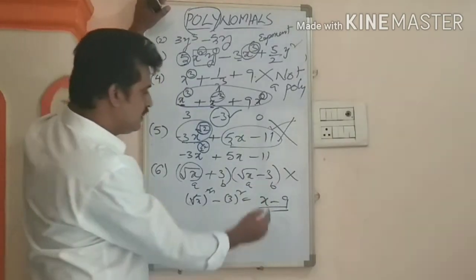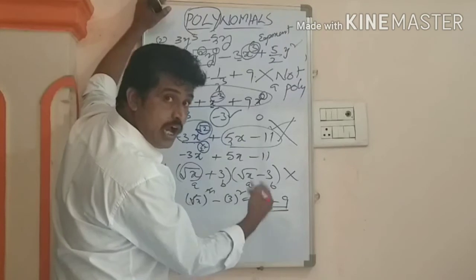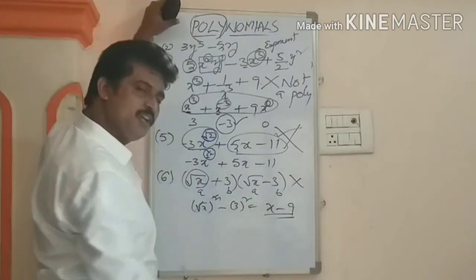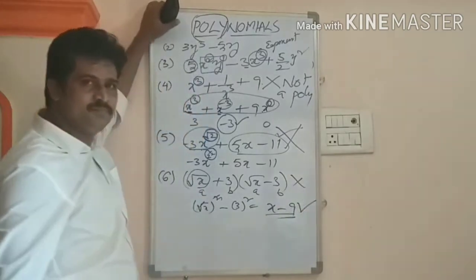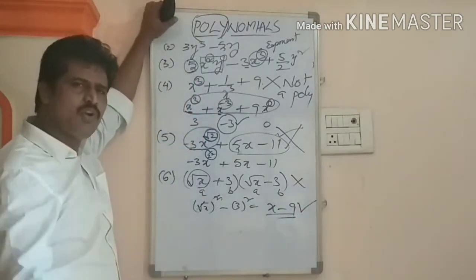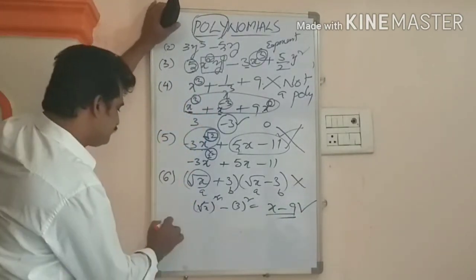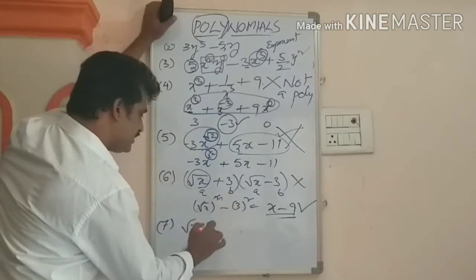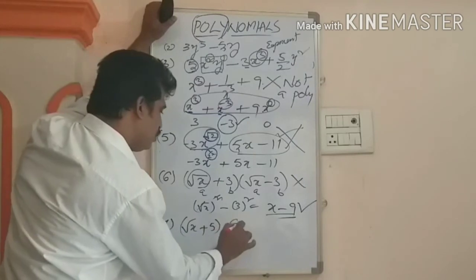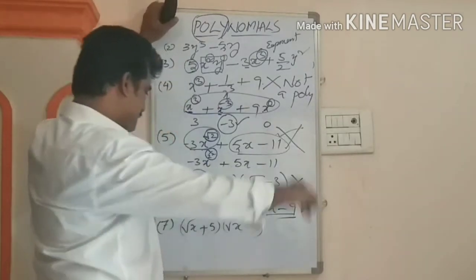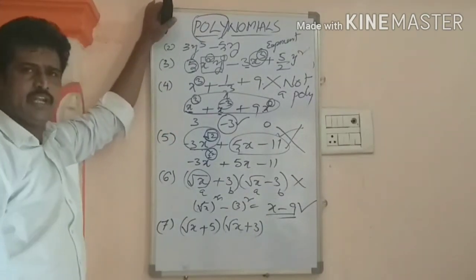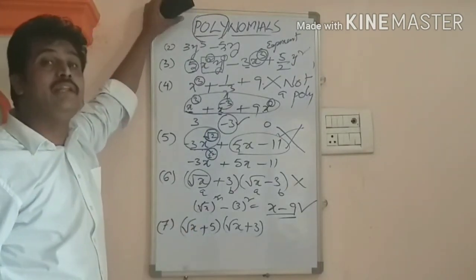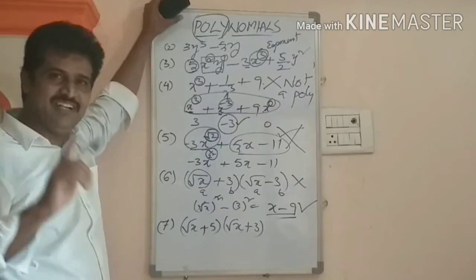Why? Because there are 2 or more than 2 monomials. See, x is a monomial, and x minus 9 is a polynomial. One more last example I will give you. Root x plus 5 into root x plus 3. Can you say whether it is a polynomial or not? Immediately you may say that yes sir, it is a polynomial. That's wrong.